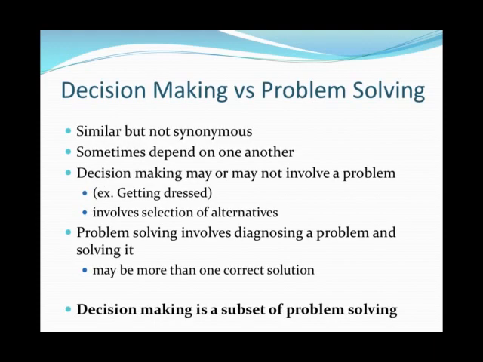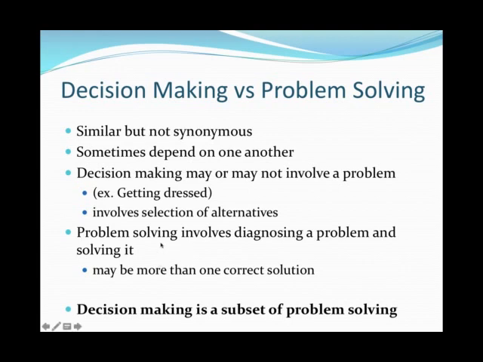Decision making versus problem solving. They're similar, but they're not exactly the same. But sometimes they do depend on one another. For example, decision making may or may not involve a problem. Like getting dressed, it's not really a problem. You just need to get dressed. But you do have to select from different alternatives, unless you only have one pair of clothes. But I think most of you probably have more than one. So you have to make a decision. What clothes do I want to wear? But it's not a problem. It's just you have to decide.